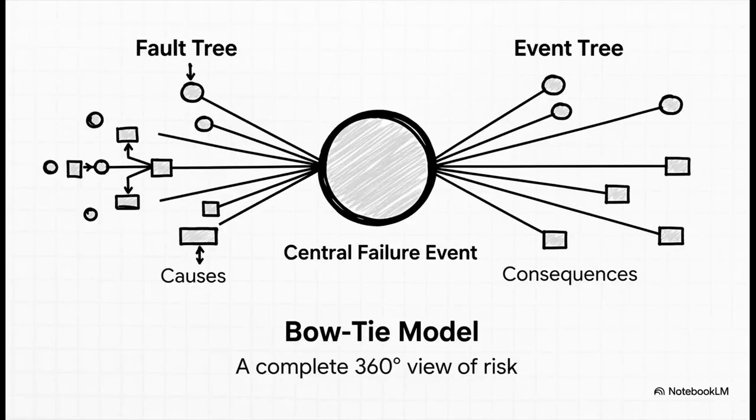So, and this is the best part, you don't actually have to choose between them. When you combine the detective work of the fault tree with the strategic foresight of the event tree, you get something called the bow tie model. And it's awesome. On the left side, you've got the fault tree showing all the causes leading to an event. And on the right, you've got the event tree showing all the consequences flowing from it. It gives you this perfect 360-degree view of any potential risk.